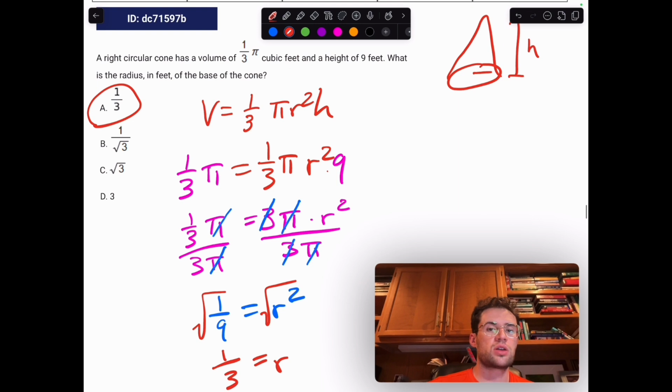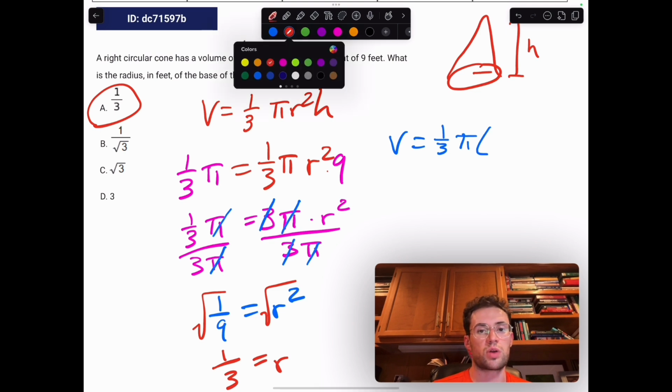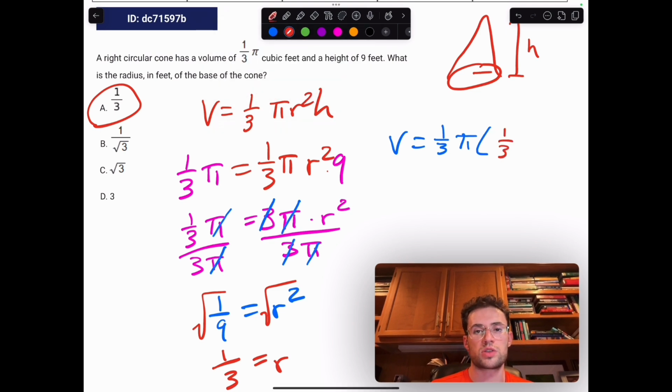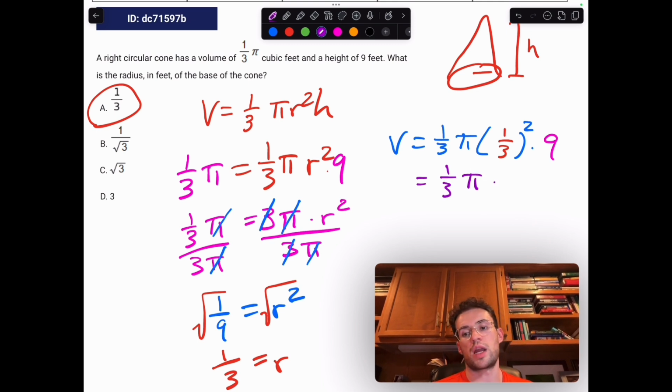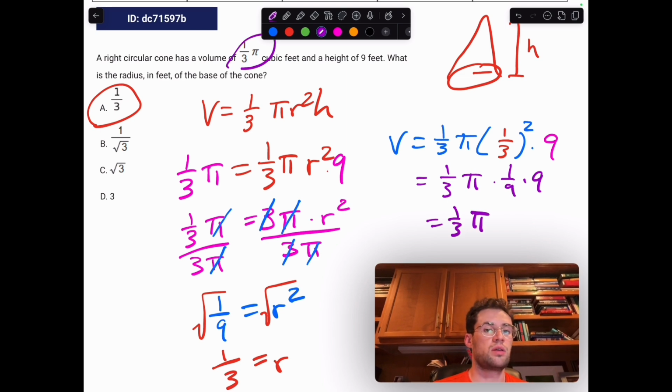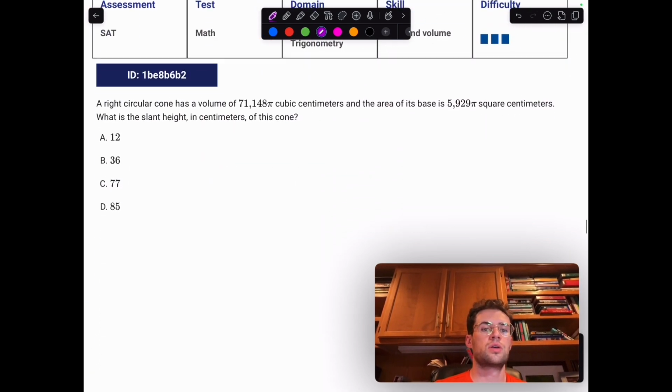And now to check that, you can just quickly plug it back in to the original equation. So 1/3 times pi times the radius squared, we said our radius is 1/3, times our height, which was given as 9. And then that would give us the volume is equal to 1/3 times pi times 1/3 squared is 1/9 times 9. 1/9 times 9 gives you 1, right? That's like 9 divided by 9. And that just leaves you with 1/3 pi, right? And that's what it should be. So 1/3 is our answer.